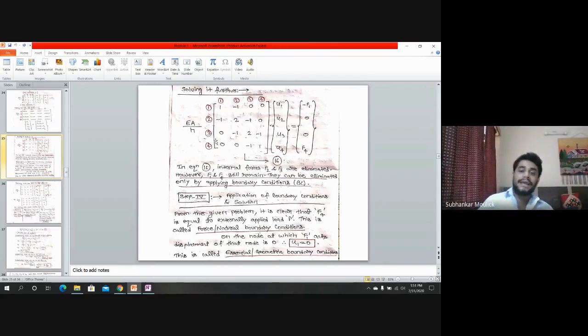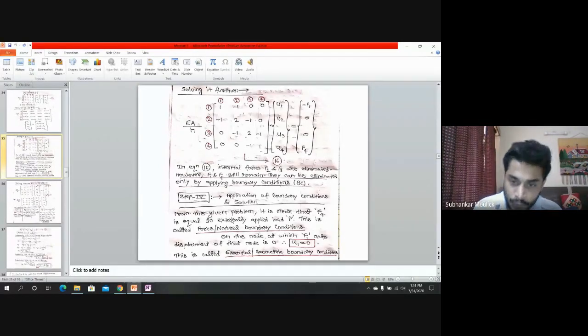Okay. Now, in order to solve equation number 16, I have to use some boundary conditions, because normally I will not be able to solve it. Fine, because I don't know what U2, U3 and U4 are. I don't know what F1 is. F2 is 0, F3 is 0. I don't know F4. So in order to get the values of the nodal displacements, in the next step I will apply some boundary conditions.